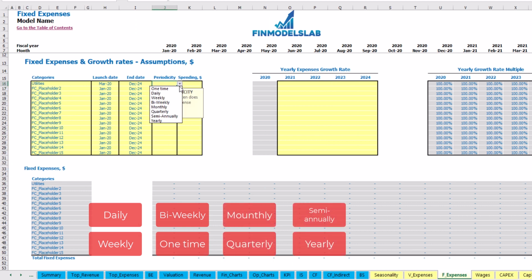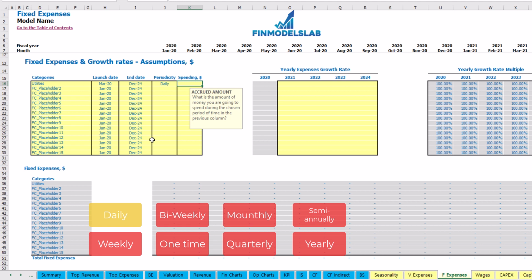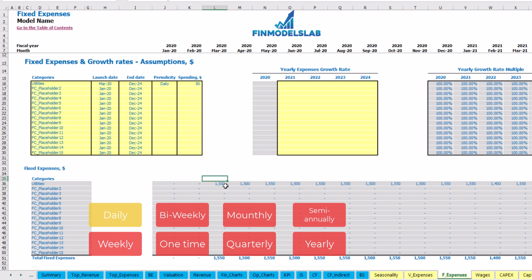Let's pretend periodicity will be daily with amount of $50 per day. So you may see these amounts in here. It is calculated based on count of days within this month. So obviously in March 20 you have 31 days. That's why you will have 1550. In April you have 30 days. This means this will be $1500.